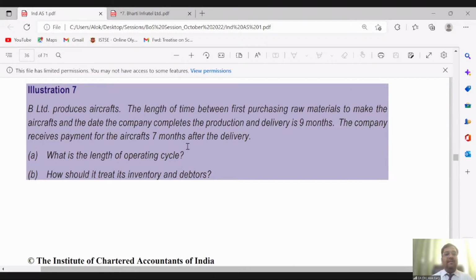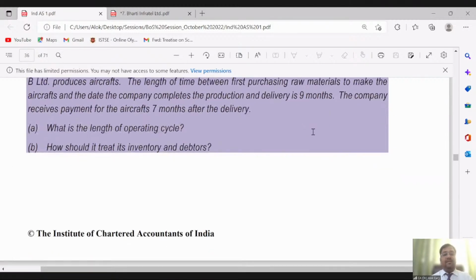What is the length of the operating cycle? The length of the operating cycle is how much? It is 16 months. How should it treat its inventory and debtors? Tell me, how should it treat inventory and debtors? So the debtor, when they will recognize debtor, it is 7 months, right?